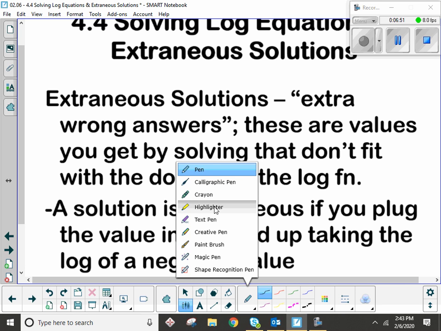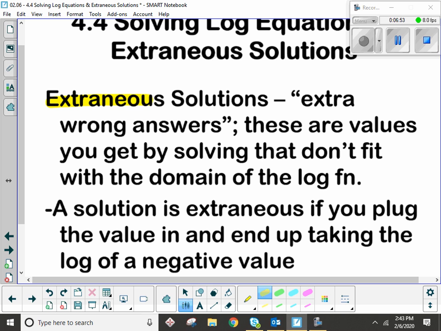So extraneous are extra wrong answers, kind of, okay? You get them by solving, but then you have to plug them back in and check it doesn't mess up your function somewhere. We've done this already this year when we solved rational equations. When there's an x in the denominator, you have to check that when you plug your answer back in, it doesn't make it 0 in the denominator, okay?